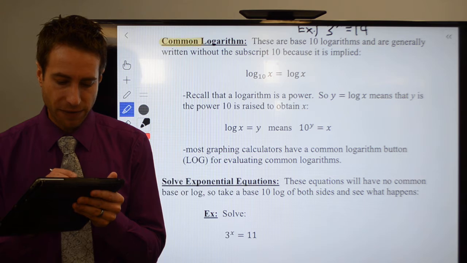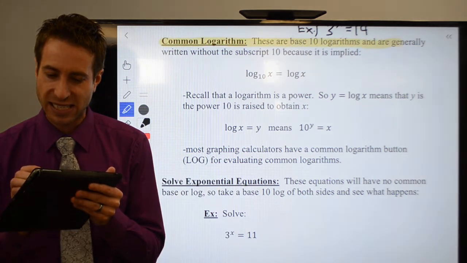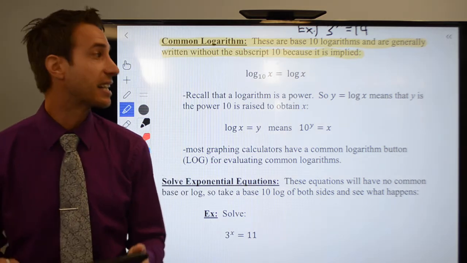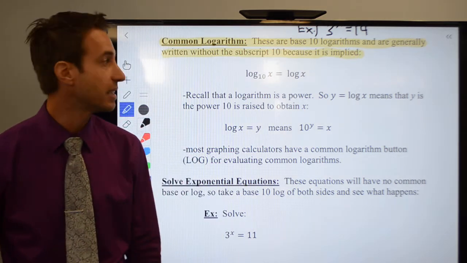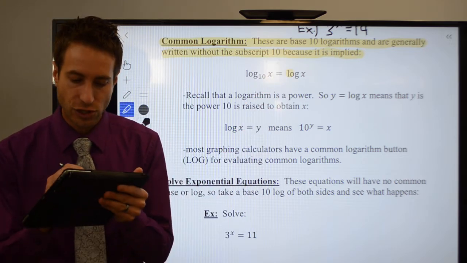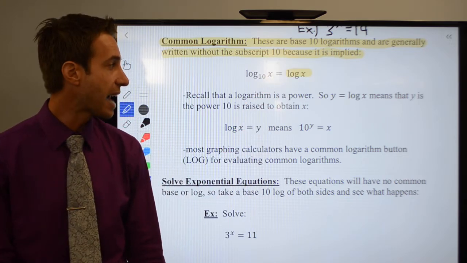Here we get our formal definition. The common logarithms are base 10 logarithms. They're going to be written without the subscript 10 because it is implied. So like I said, we've seen these before. The log base 10 of x, we won't write the 10. It's just going to be log of x.